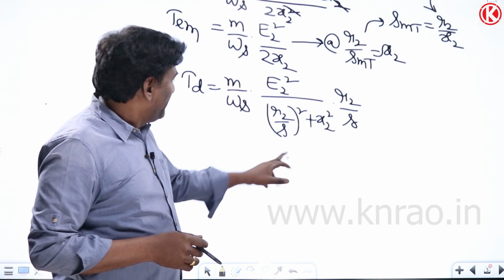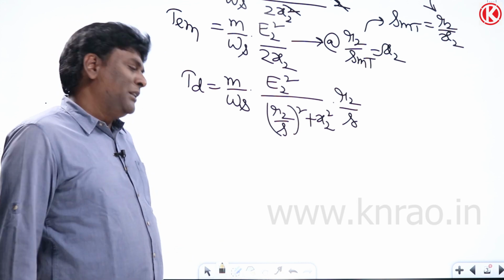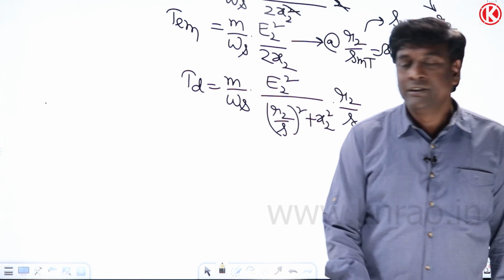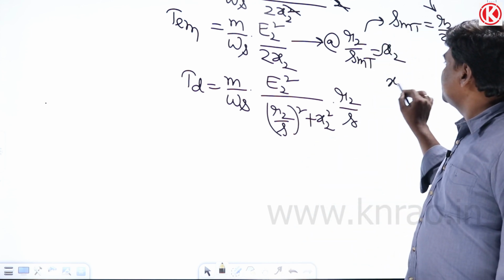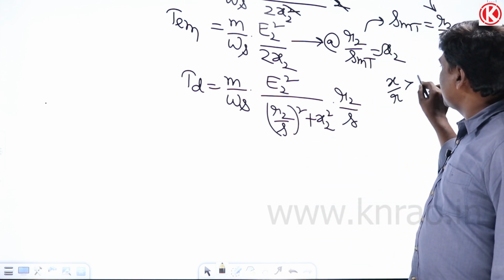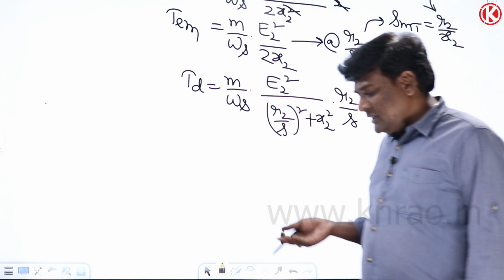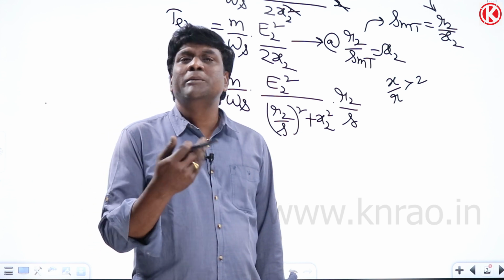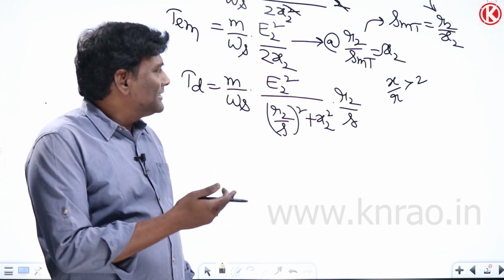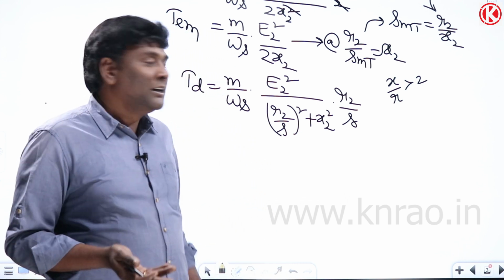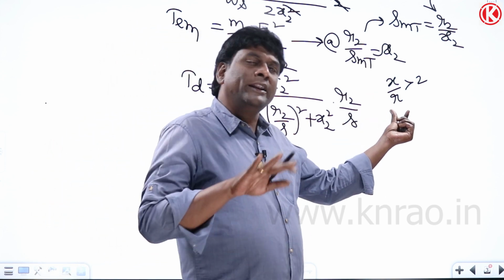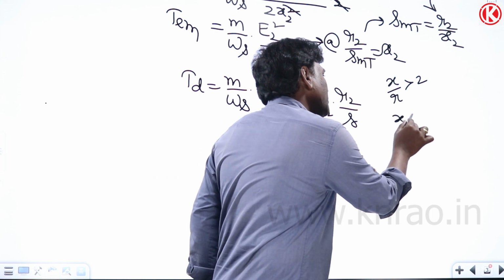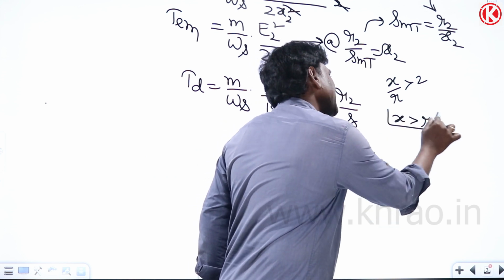Now see here, normally in machines, if you think of X by R ratios of machines, they will be at least more than 2. Normally in a transformer it will be more than 2, in an induction machine more than 5, and in a synchronous machine it can be more than 10. But anyway, the X by R ratio of any machine will be at least more than 2, meaning that the X value will be more than the resistance. Just keep this point in mind.